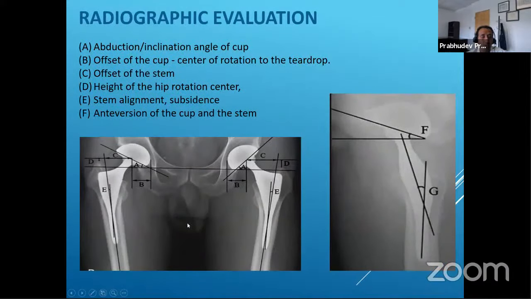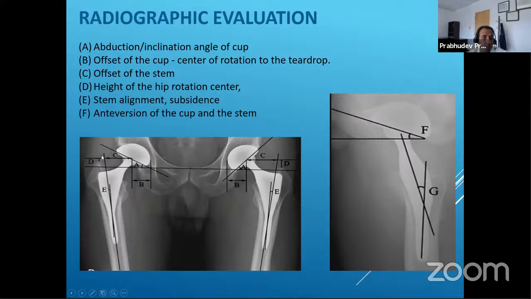Next step would be good quality AP and cross-table lateral views to evaluate the hip, the abduction, the inclination angle. It's the angle between the face of the cup and the line passing through the teardrops typically. And then the offset of the cup, which is the distance from the center of rotation to the teardrop. Offset of the stem is the distance from the center of the stem to the center of rotation, and then the height of the hip center of rotation, which can be measured from the teardrop line.